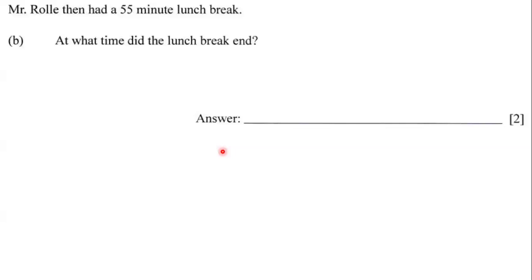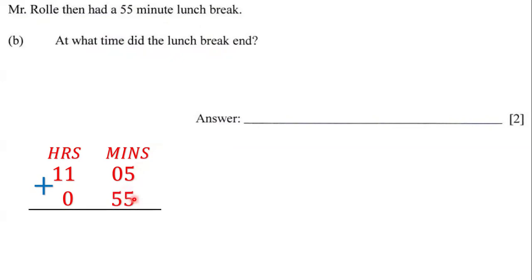Next, the question states, Mr. Rule then had a 55-minute lunch break. At what time did the lunch break end? So for this one, we're going to take 11:05 and add it with 55 minutes. And so we're going to say 5 plus 5, and that's going to give us 10. Put the 0 down, put the 1 on top. And we have 1 plus 5, which is going to be 6. And we have 11 plus 0, which is going to be 11.